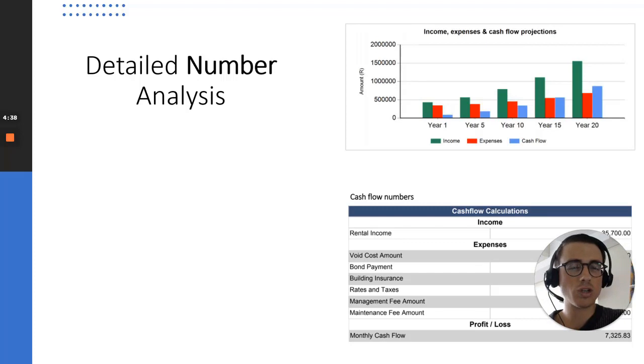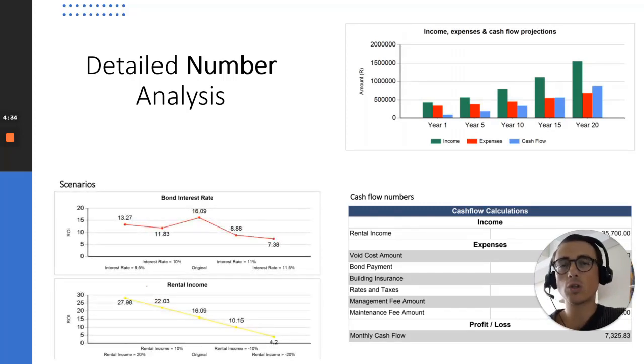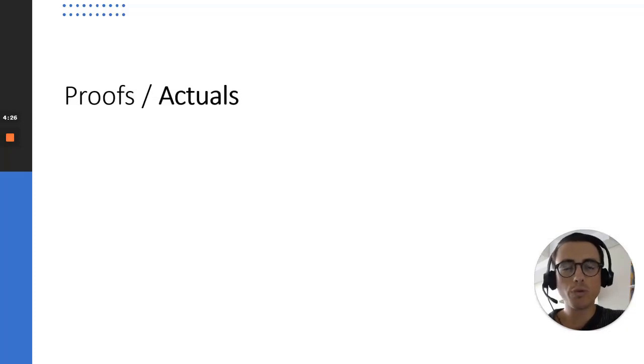Do some projections of what it could look like in 1, 5, 10, 20 years time, and also do some stress testing. If the bond interest rate were to change, or if the vacancy period was higher, how would that affect the numbers?